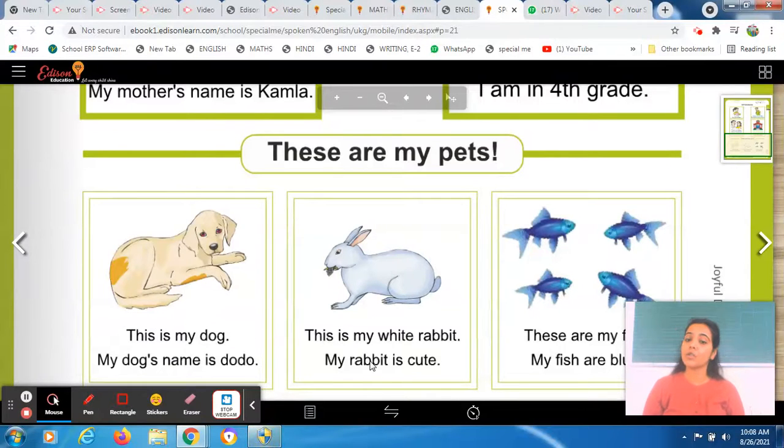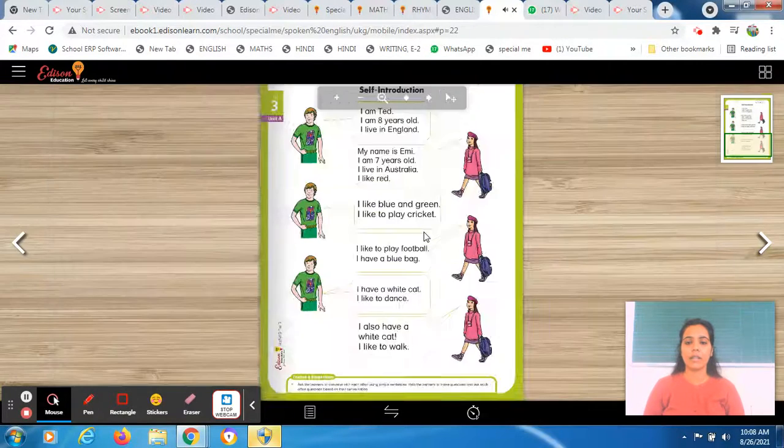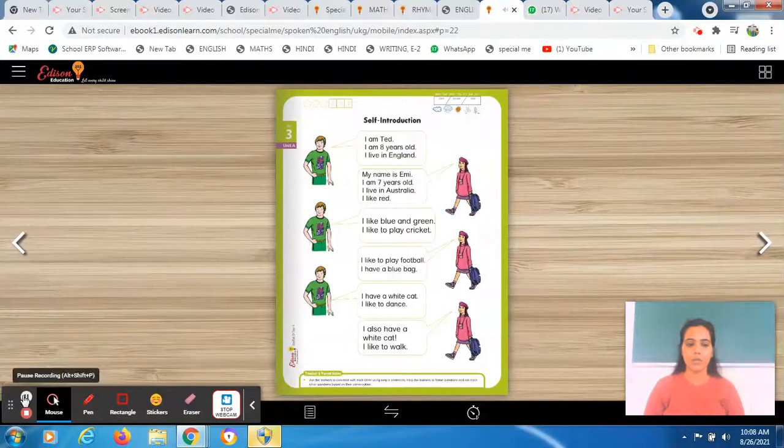Okay, whatever pet you have, you can use it in the self introduction to describe your pet. Okay students, so that's all about your self introduction. In this way, you have to give the self introduction. Then we will come towards the next page and let's see what is there on this page.